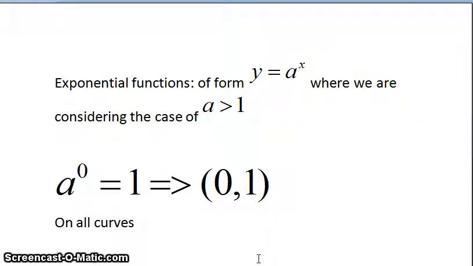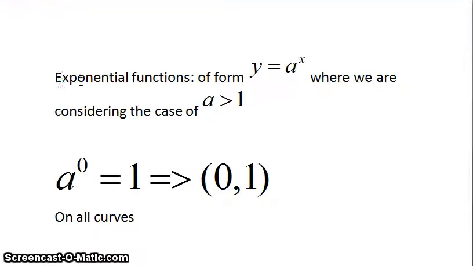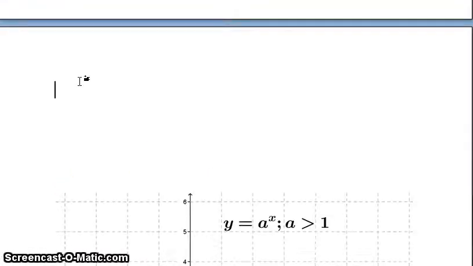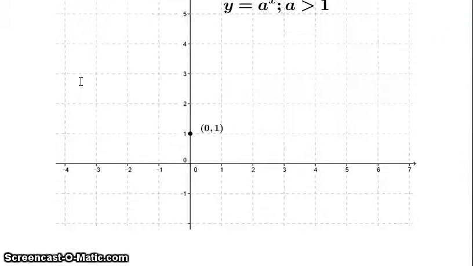Exponential functions are of the form y equals a to the power of x, where a is a constant. We will consider first of all the case where a is greater than 1. The first thing we note is for x equal to 0, a to the 0 equals 1. So x equals 0 and y equals 1 is a point on all these curves. So as you can see, 0, 1 is on all these curves.